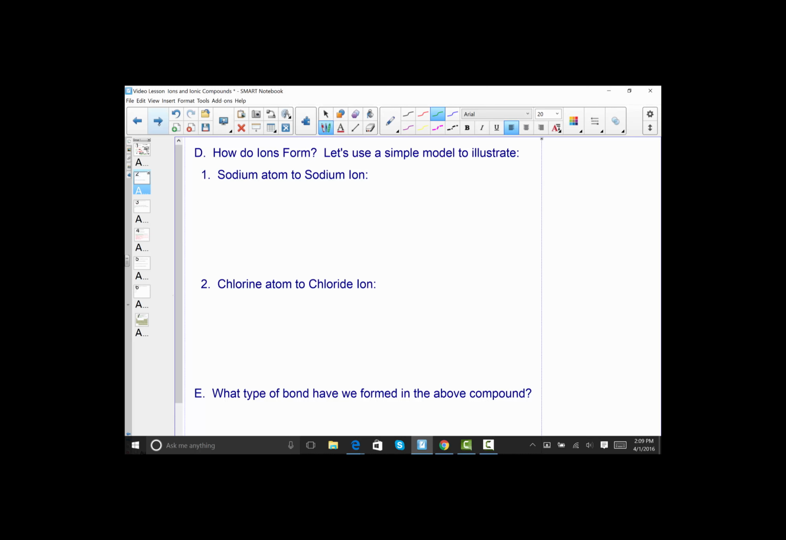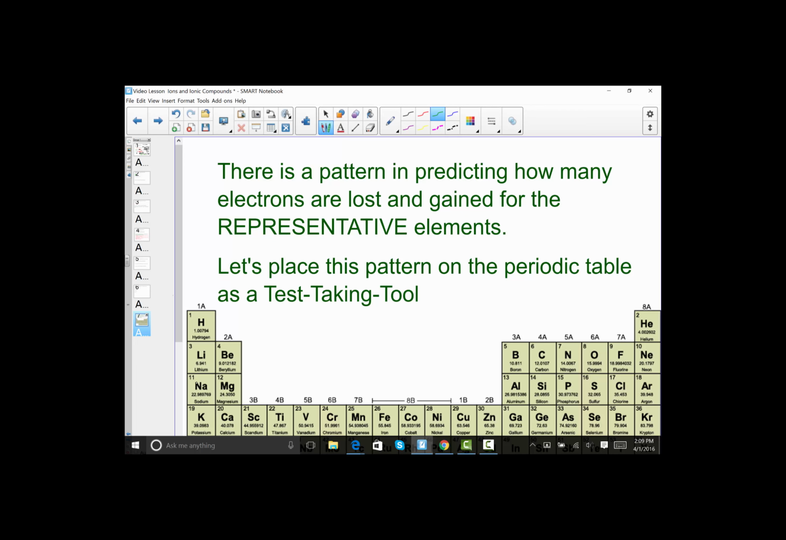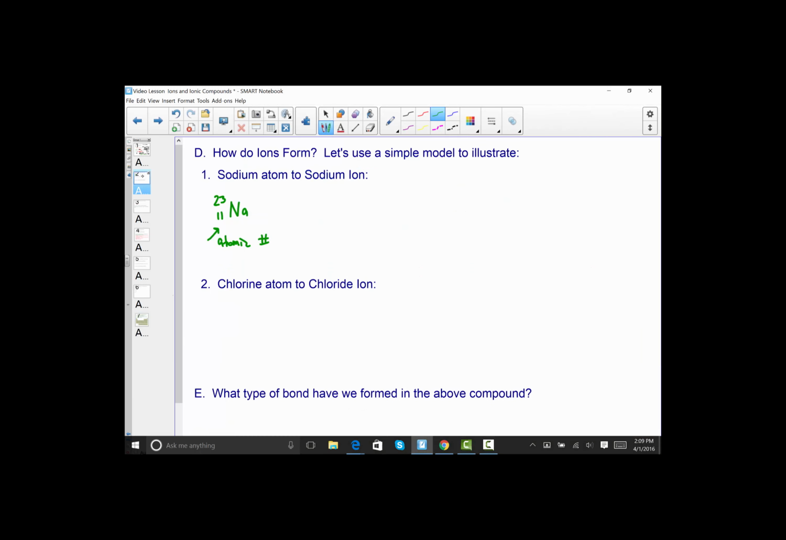So let's take a look at some simple models to help us drive this instance home. Take a look at the sodium atom to the sodium ion. With me on your periodic table, you can find sodium. He's number 23/11, atomic number 11. It helps you identify where sodium is on our periodic table. Atomic number is 11. So just to quickly bring up that periodic table, see sodium right here? It's in the first column, 3 rows down, just so we had a visual.